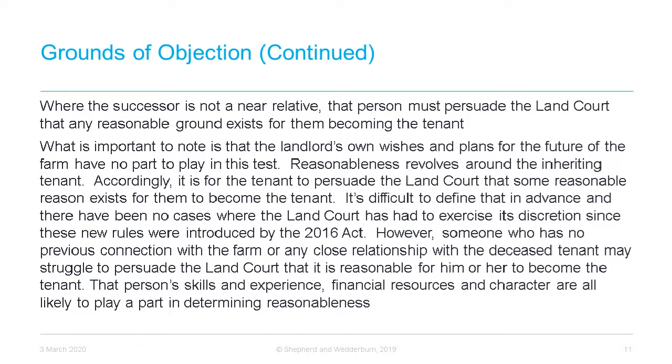It's likely, of course, that that person's skills and experience, financial resources and character will all play a part in determining reasonableness. But I think there must be something more to being able to demonstrate reasonableness, because otherwise there would have been no reason to restrict the grounds of objection so far as near relatives are concerned to character, financial resources and skills and experience. So I suppose we'll have to wait and see until an inheritance is actually challenged in the land court to find out how the land court regards its role in assessing reasonableness or unreasonableness and what it's prepared to take into account. So watch this space.